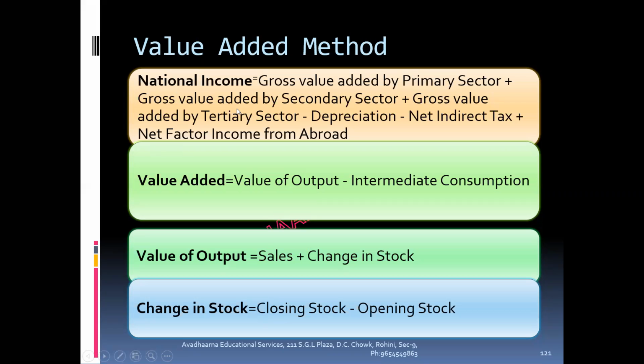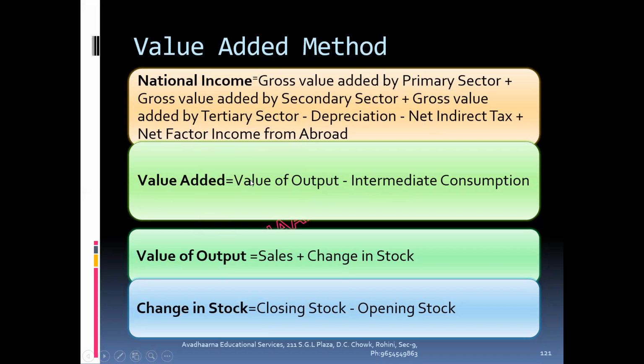Then lastly, we just saw that flow chart showing the steps. Here the formulas are written in a horizontal manner. So gross value added national income will be gross value added by the primary sector, secondary sector and tertiary sector, less depreciation, less net indirect taxes, plus net factor income from abroad. And value added is nothing but value of output minus intermediate consumption.